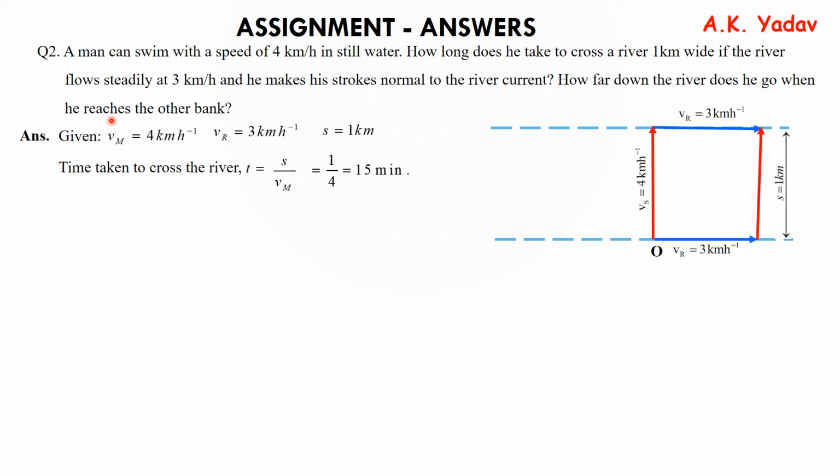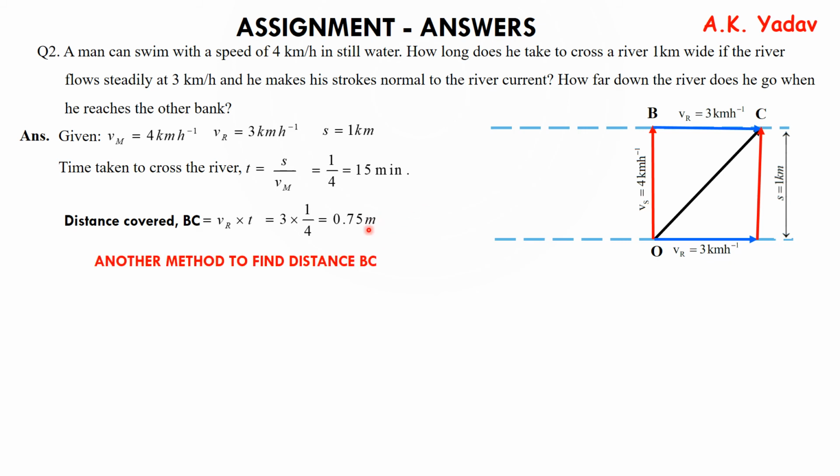Now, as you can see, this is a parallelogram. So the diagonal of the parallelogram will give us the resultant velocity. Now, the distance covered BC is equal to VR into T. That is 3 into 1 by 4, that is 0.75 kilometer. This is what we were asked to find. But there is another method to find the distance BC.